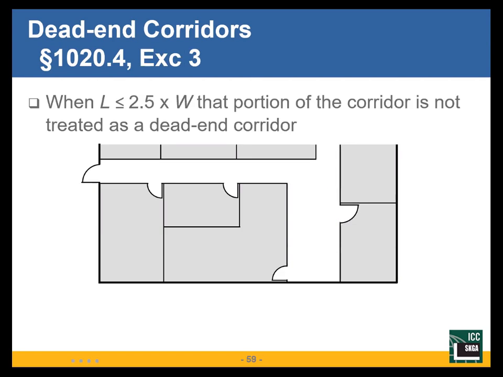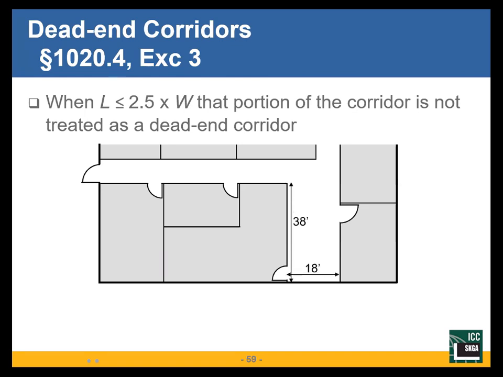But there are times when I don't even have to worry about it. And that's essentially when my corridor is treated more like a space or a room than a part of the corridor. When the length of the corridor does not exceed 2.5 times the width of the corridor. Otherwise, it's not a long, narrow path. It's a wide, shorter area.